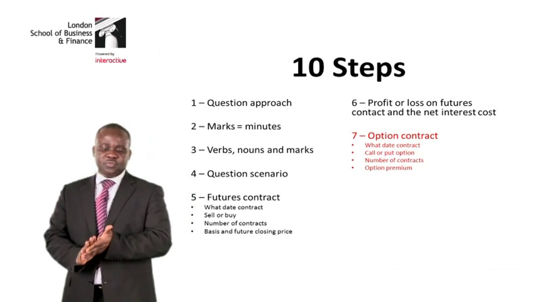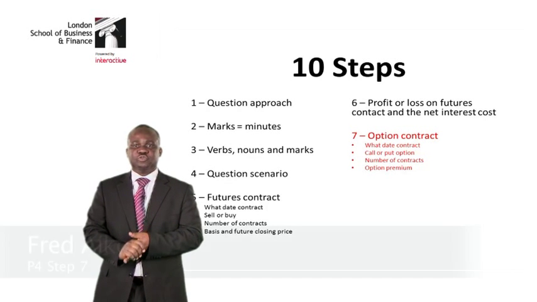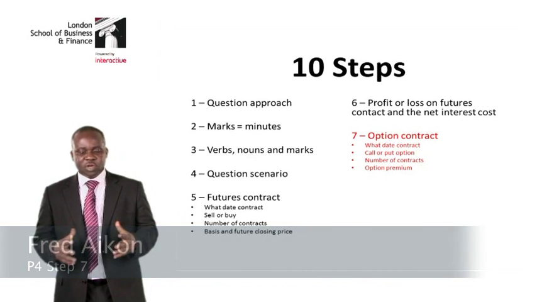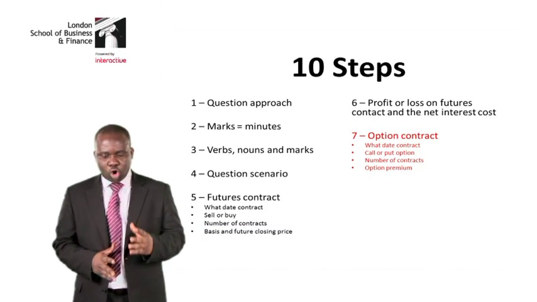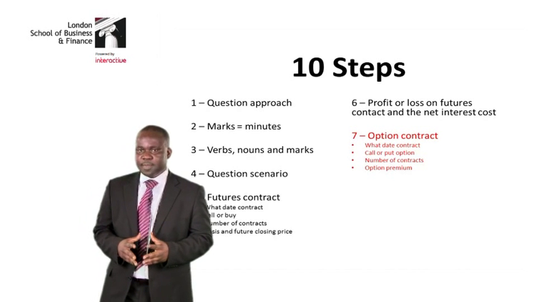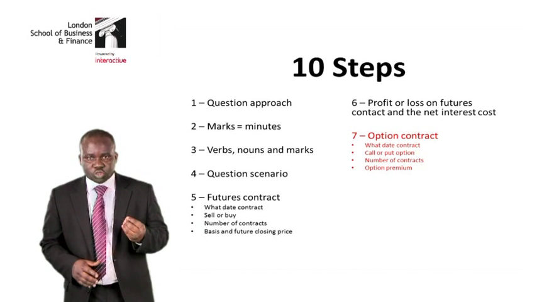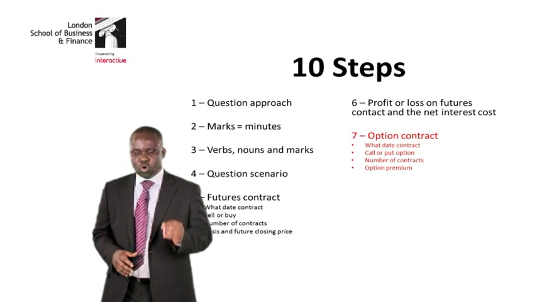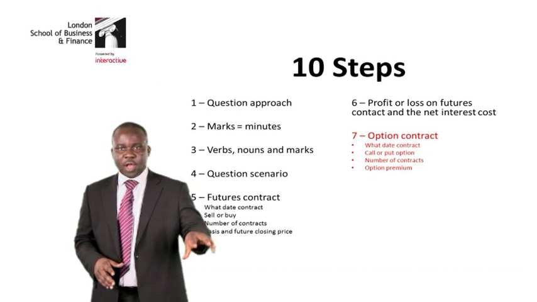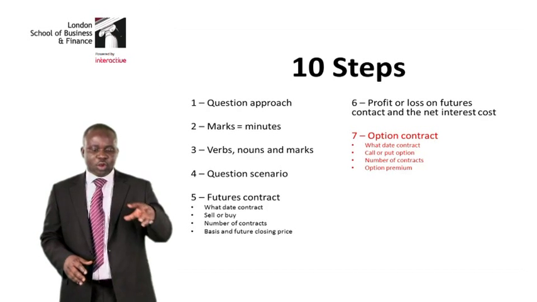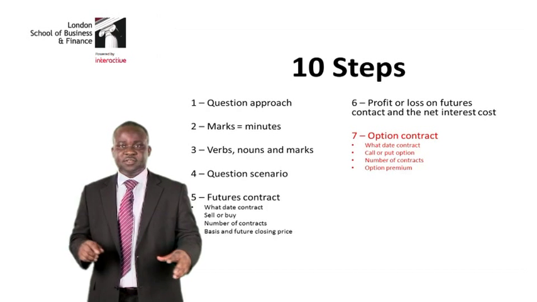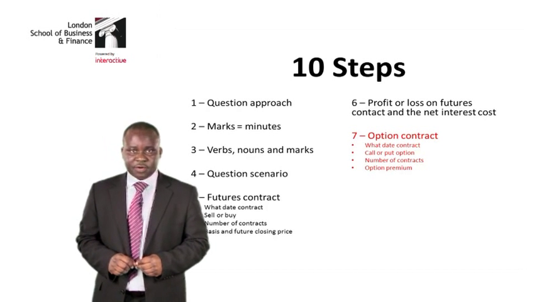Step 7, we're thinking about options contracts. What are we supposed to do when we have to use options as a basis of hedging interest rate risk? Same as we did with futures, because options are on the futures contract. The only difference here is that the futures will give you an obligation. Even if you make a loss, you would have to honor it. But the option will give you a right.